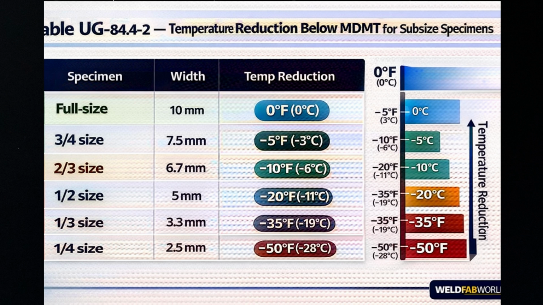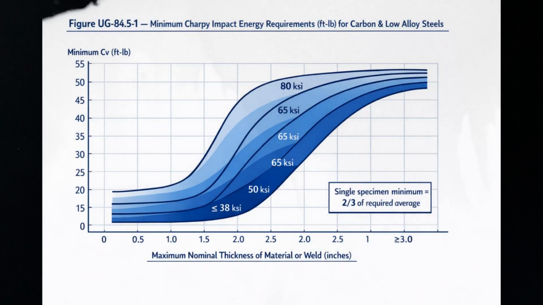And one more critical rule from UG-84.4, the test temperature for welds and heat-affected zones shall not be warmer than the test temperature required for the base material. The weld always gets tested at least as cold as the parent metal. Now we get to the critical number. What does your test actually need to achieve?